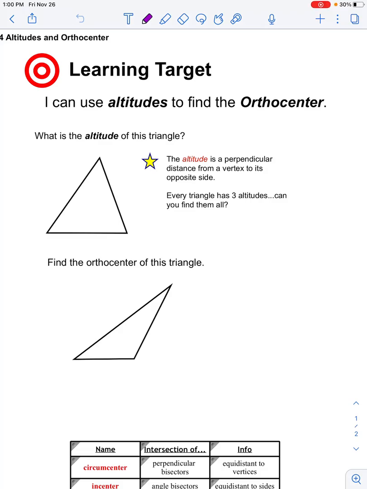All right, last lesson of the unit. What is the altitude of this triangle?